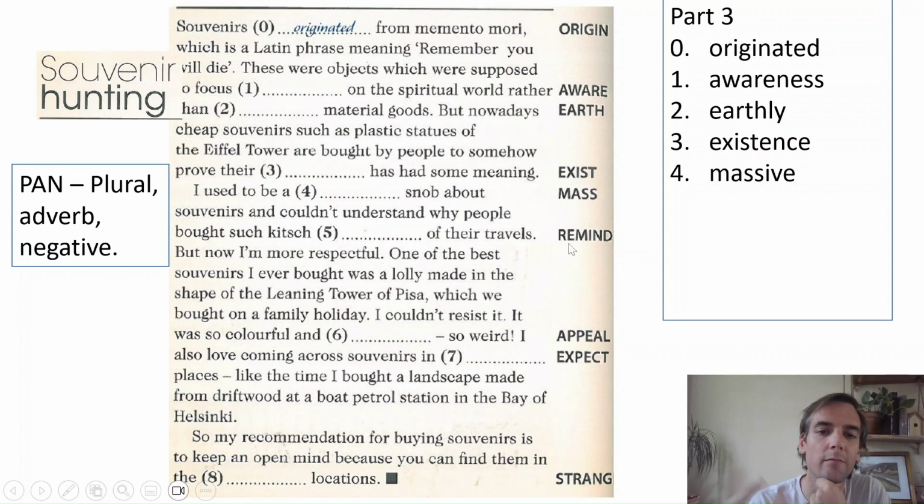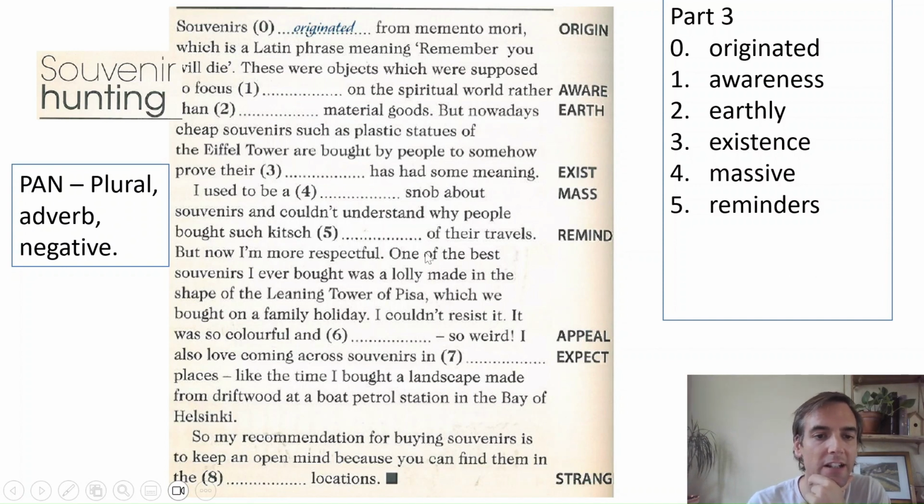You are bringing back something. The word something that reminds you is a reminder, but you will notice there is no article here, so it must be plural. We are talking about such kitsch reminders. So your plural question, be careful with the plurals.